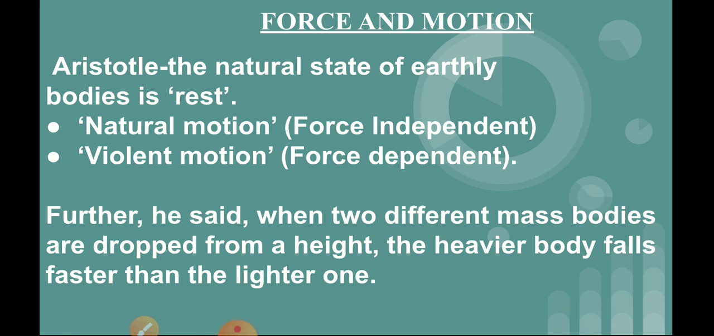But when it comes to violent motion, what he proposed is that a force, a push or a pull, is needed to make bodies move from their natural state and behave contrary to their own natural state, called violent motion. Here it is force dependent. It's totally opposite from natural motion. Violent motion is force dependent, natural motion is force independent.